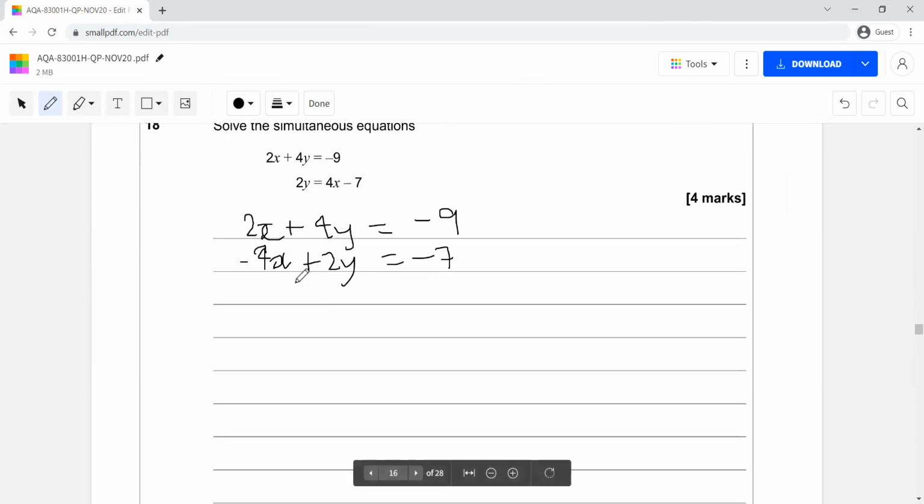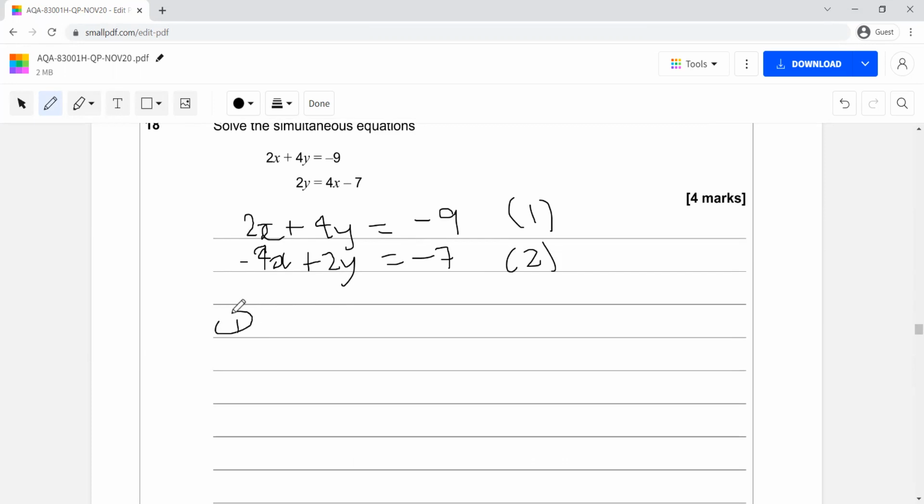Okay, and what I'm going to do next is I'm going to multiply the first equation. Equation 1, equation 2, I'm going to label them. So I'm going to do equation 1 times 2. So this gives us that 4x plus 8y is equal to minus 18. And I'm not going to do anything to equation 2. I'm just going to put it down here. Minus 4x plus 2y is equal to minus 7.